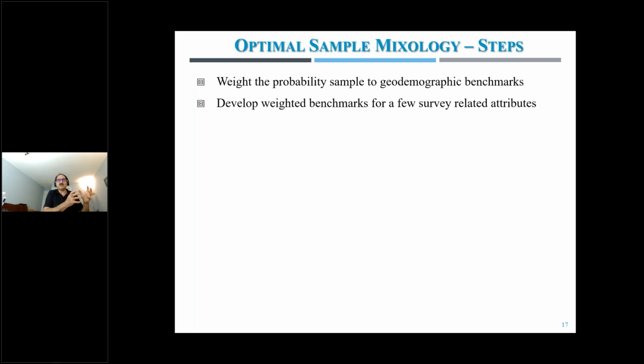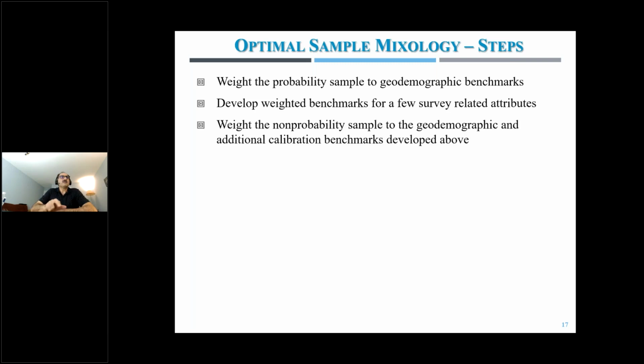And once you have weighted your probability-based sample component, you would also develop some benchmarks for those particular outcome measures. Then you would go to your non-probability sample and weight it to the geodemographic distributions that were used to weight the probability sample, as well as adding in, as part of that adjustment, typically a raking adjustment, benchmarks that were generated from the probability-based sample component.